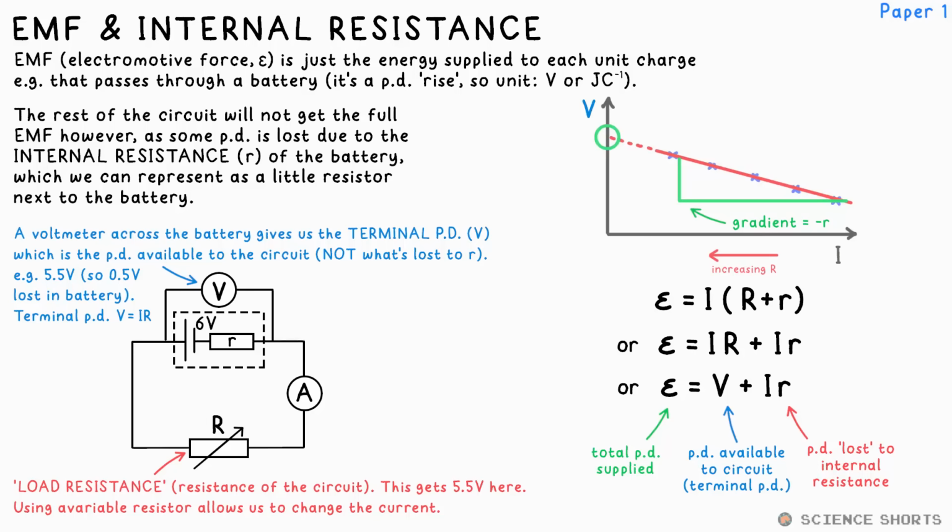If we extrapolate the line back to the y-axis, the y-intercept is equal to the EMF, which makes sense, as if there's no current flowing, then in theory the circuit should get the whole of the EMF. There's no volts lost in the battery. You can, of course, get the EMF by just attaching a voltmeter across the battery by itself with nothing else connected. This works as voltmeters generally have very, very high resistance, so essentially no current is flowing.